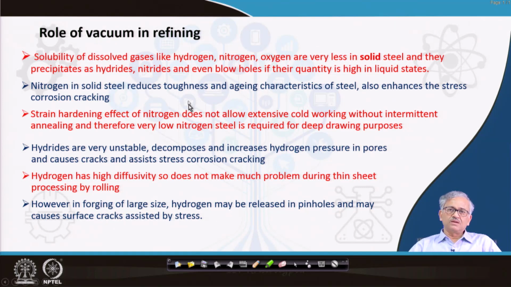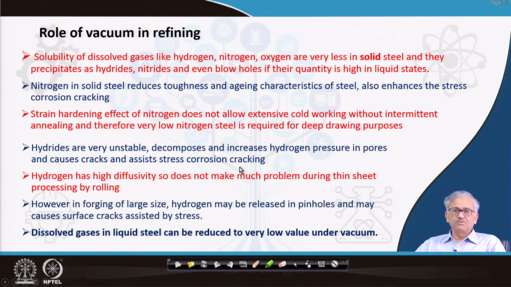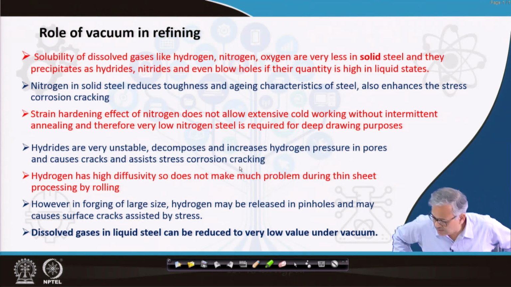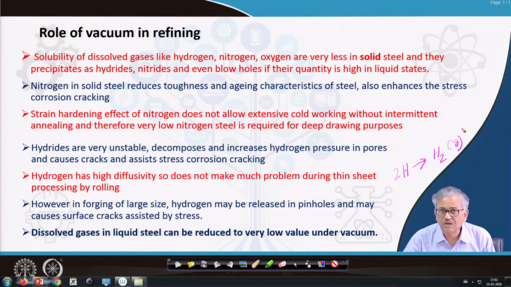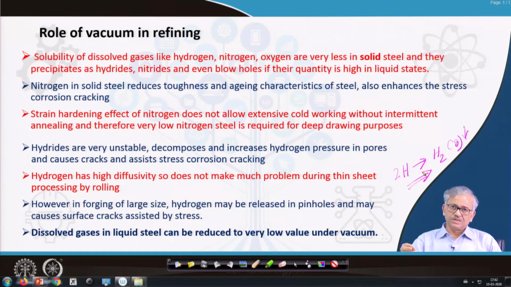Now, how can vacuum help? Under vacuum, dissolved gases in liquid steel can be reduced to a very low level. Any dissolved gas reaction is like this: suppose you have 2H going to hydrogen gas. If you reduce the pressure, the activity of hydrogen will go down, and the reaction will move in this direction, because the hydrogen moves away from the system as a gas. So the reaction moves in the forward direction under reduced pressure.